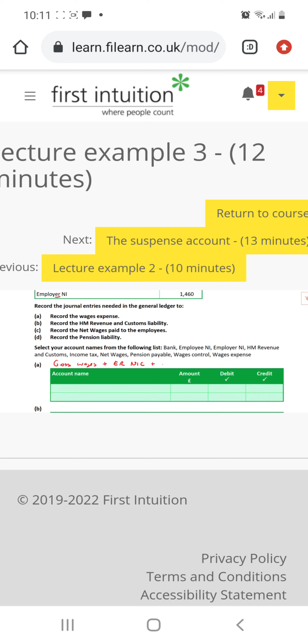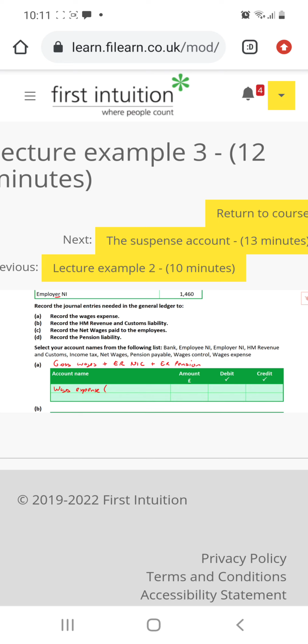And the other thing is if there's any employer pension, because again, that is an extra cost to pay on top, and so it's an additional cost of employing someone. So they're the things we're looking at in terms of a wages expense. So in terms of what am I trying to do? Well, my account name needs to be wages expense. That's the whole point. That's what I'm trying to work out here.